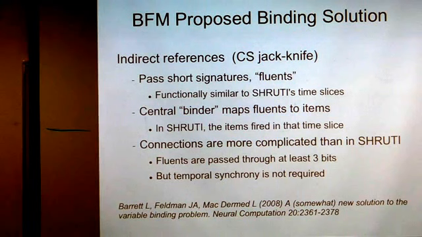Instead of trying to propagate these big 20-some bit things, we said, since you can only keep 7 plus or minus 2 things in mind, why don't we propagate little short things around? We'll call them fluents. They play a role similar to the time slices, but without a bunch of the constraints. It's biologically a bit more plausible. And then there's a binder that maps fluents to particular items, particular books and people. Again, these are the items that fired in the time slice. The circuits are even worse, and they're roughly 3 bits, but you don't need temporal synchrony. There's a reference. And let me go on.